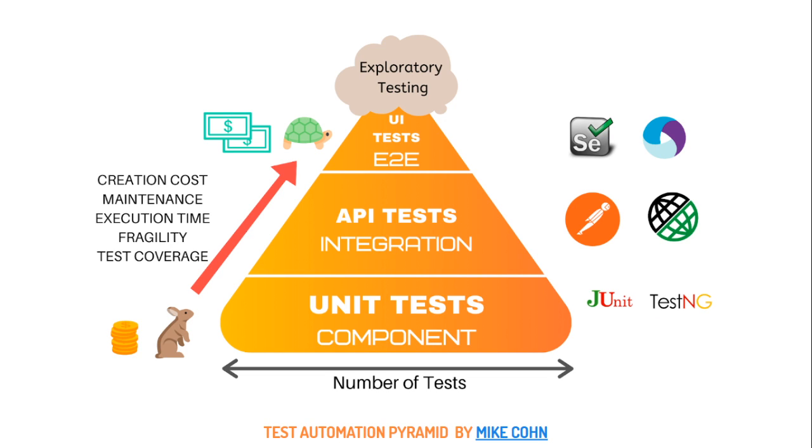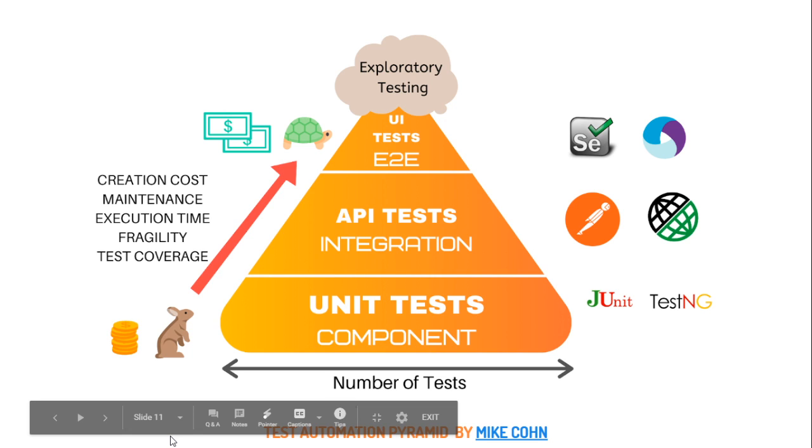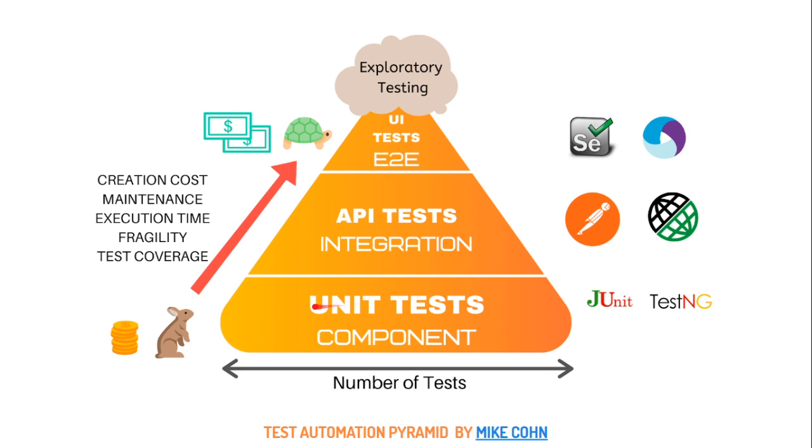Now I want to talk about a concept called the test automation pyramid by Mike Cohn. In our current organization, we even use this as our basis for test automation strategy. Let me tell you how this works. We have three layers in the automation pyramid. The first layer is the unit test, then we have the API test, and finally we have the UI test.